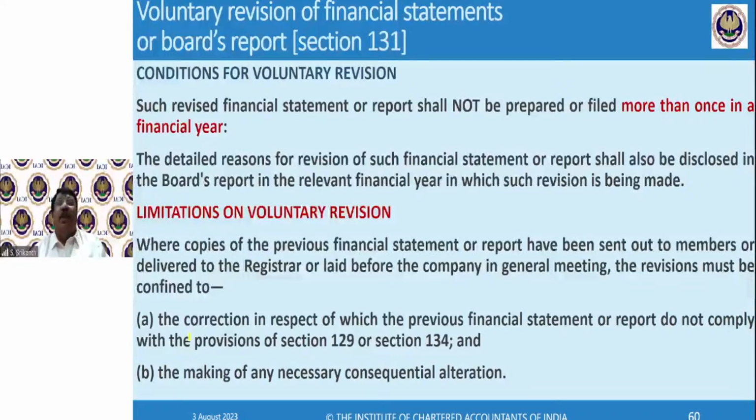revised financial statement can be done only for 3 financial years immediately preceding. And more than once in a financial year, you cannot revise. Once only you can do. The detailed reasons for the revision should be disclosed in the board's report in the relevant financial year in which the revision is being made. Okay. So you can recast and do it. Revision in this year you can. Where copies of the previous financial statement or report have been sent out to members, then the revisions must be confined to the correction in respect of which the previous financial statement or report do not comply, and consequential alteration. Right?